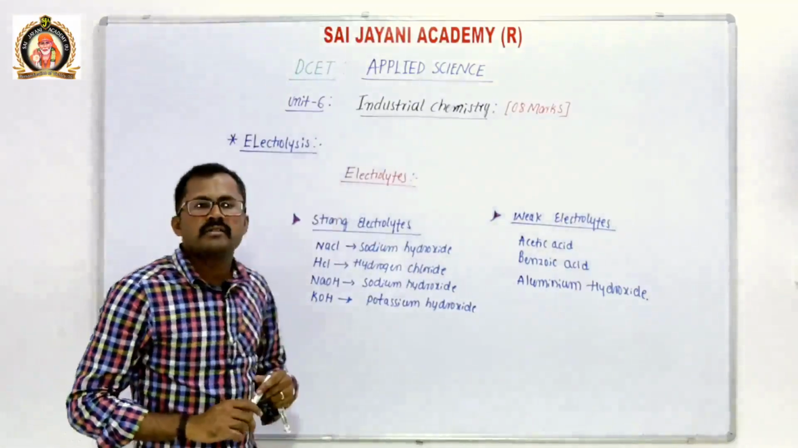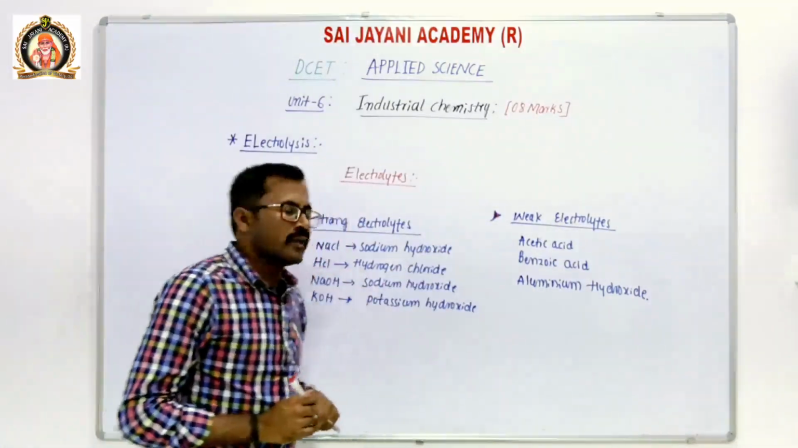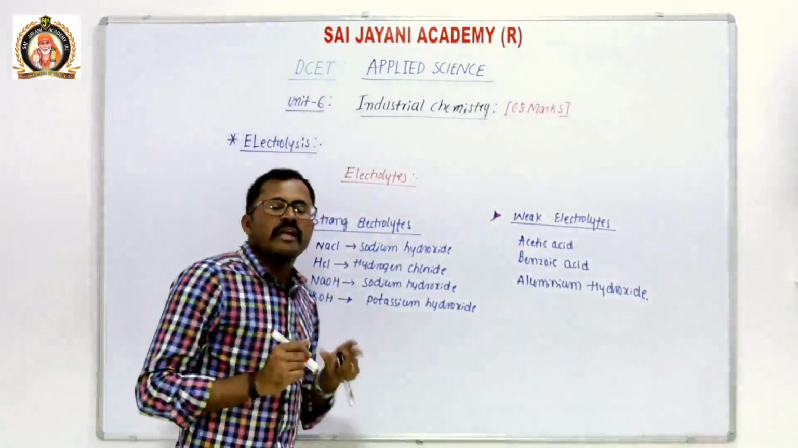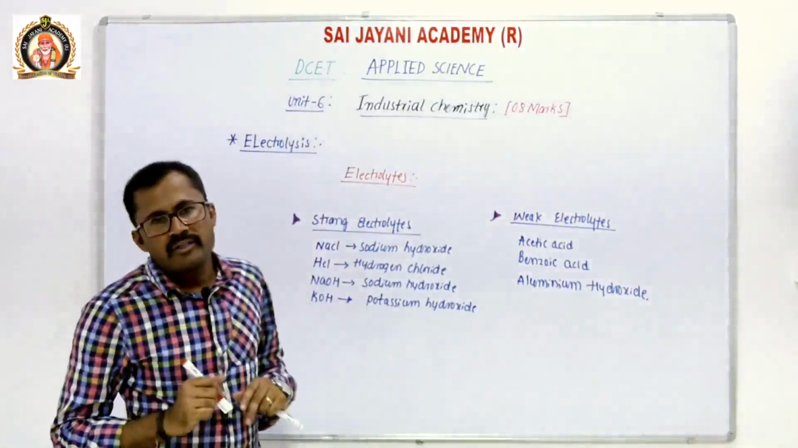In electrolytes, there are mainly two types: strong electrolytes and weak electrolytes. So what is a strong electrolyte? A strong electrolyte is one in which, while passing current, complete ionization takes place.